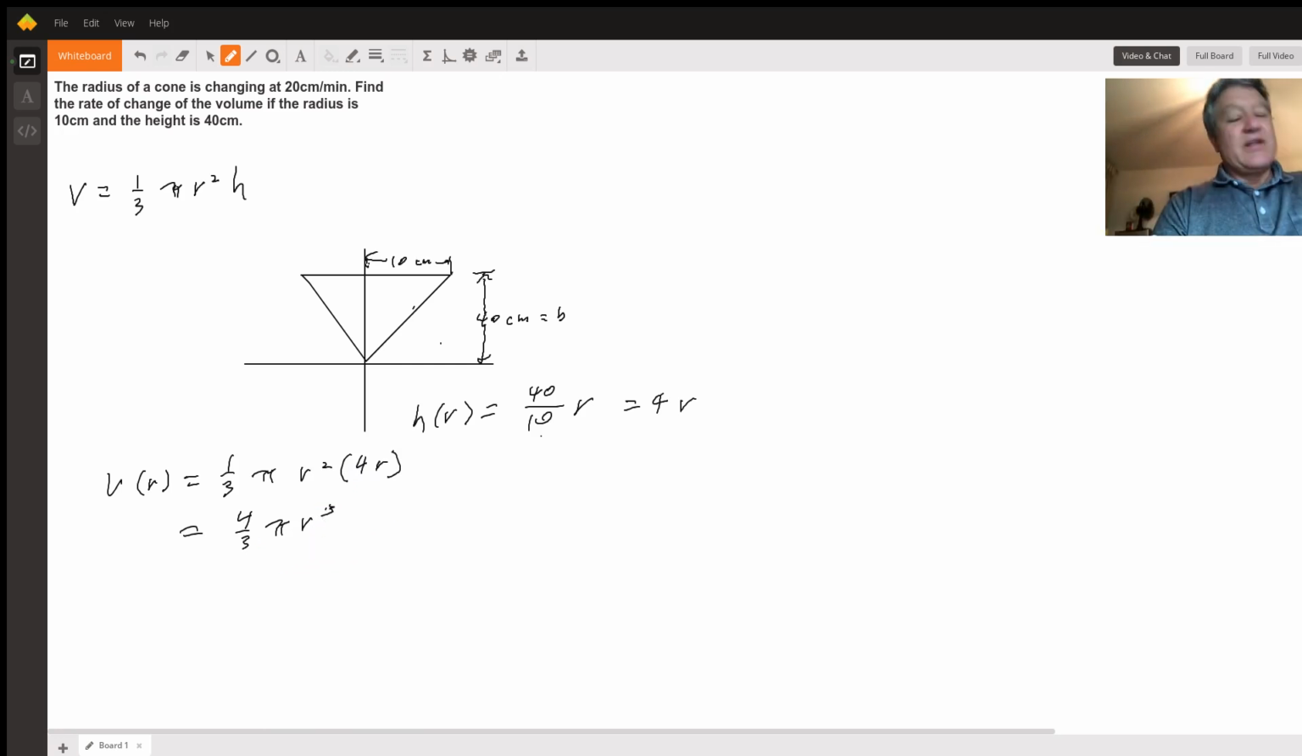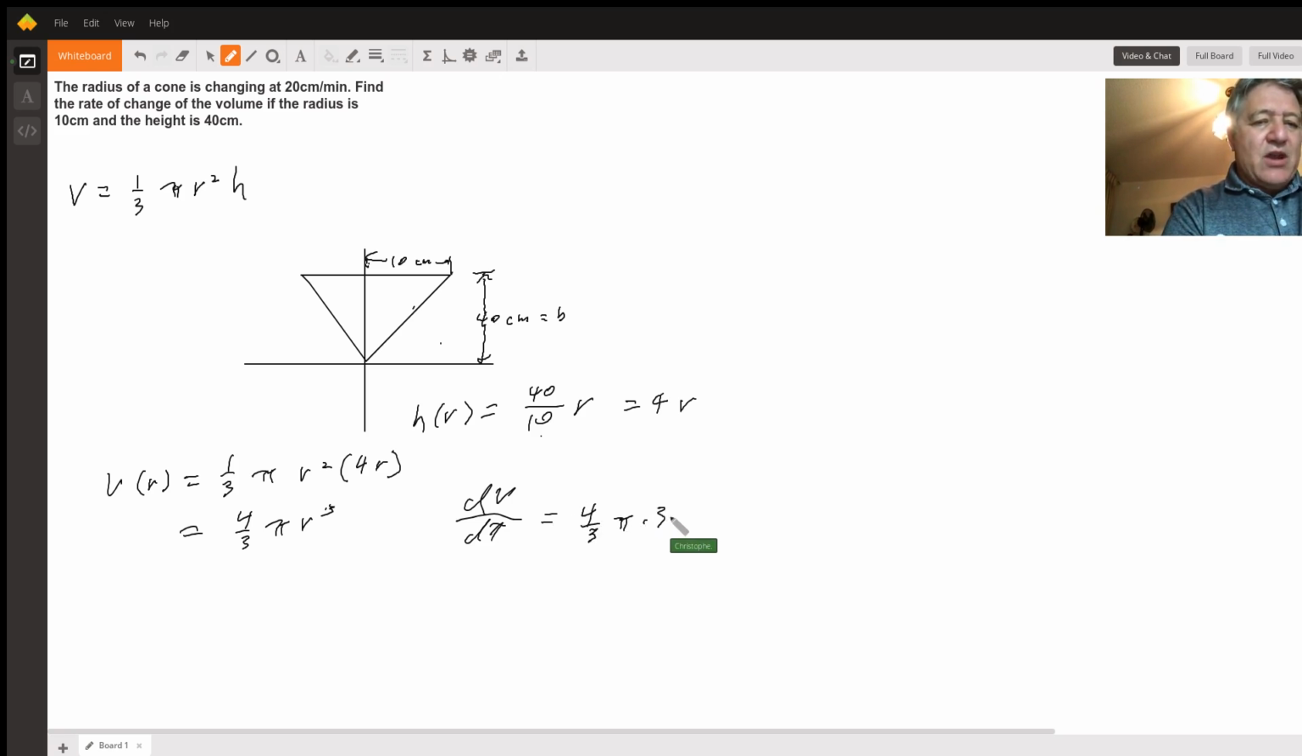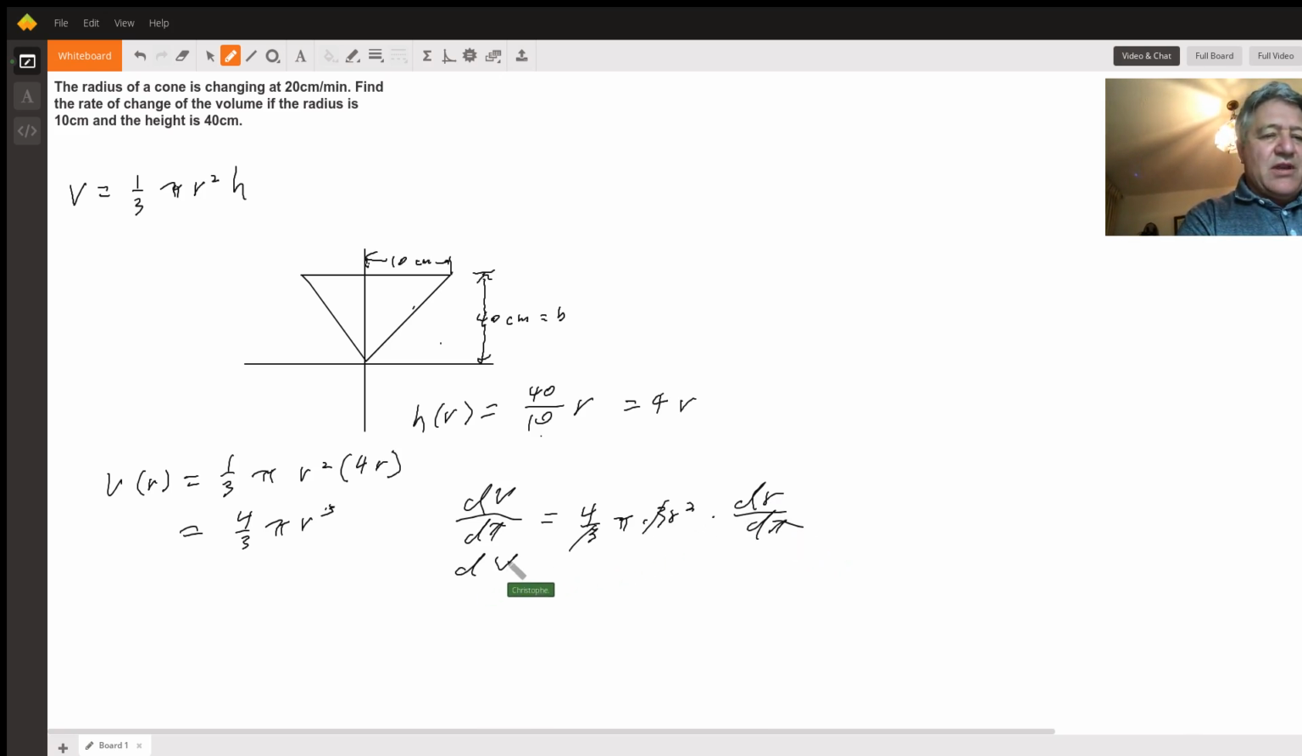Now we could take the derivative with respect to time. So now we could say dV/dt is equal to, now you bring down the 3 and you get 4/3 pi times 3r squared and then, by the chain rule, times dr/dt. And of course these cancel out. Now you're left with dV/dt is equal to 4 pi r squared times dr/dt. Okay, now we have the proper information to figure out the rate of change of volume with respect to time. So let's go to the next board.